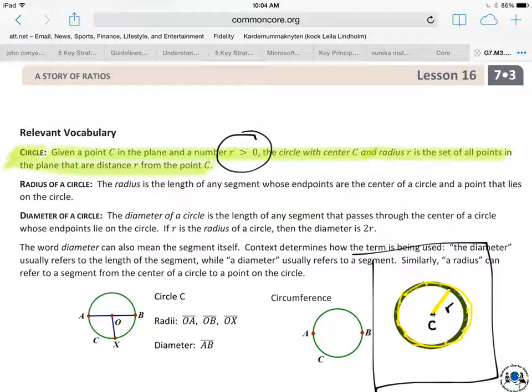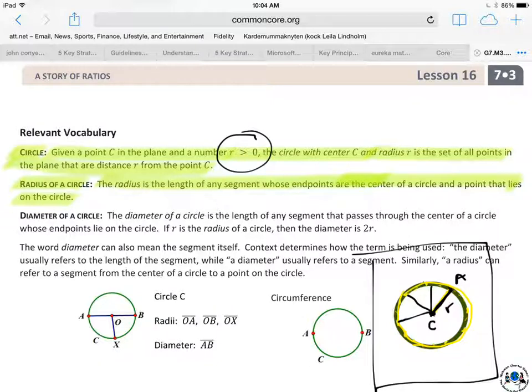Now here's radius. This is not going to be that hard. The radius of a circle is the length of any segment whose endpoints are at the center of the circle and a point that lies on the circle. A little bit more simple. That's right here, it's a line of radius. It's a segment, which means it ends. It has an end here at C, and it has an end, let's just call that A over there. And all of these are lines of radius.